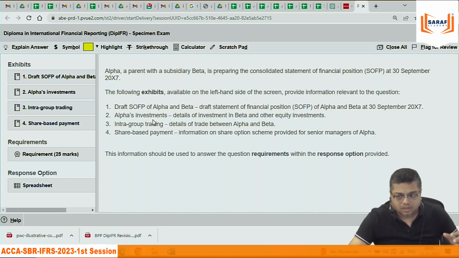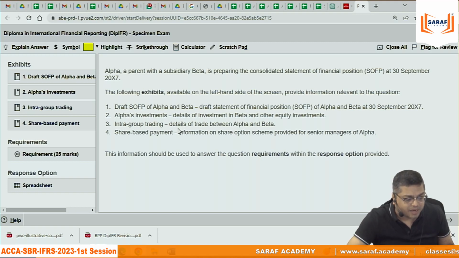Now, when the question is asked for the IFRS exam, this will be the format. On the right hand side, they are saying there is a parent company with a subsidiary and want to prepare their consolidated statement of financial position. They have given on the left hand side the short exhibits, that is Alpha and Beta balance sheet, the investment, the intra-group trading and the share-based payments.